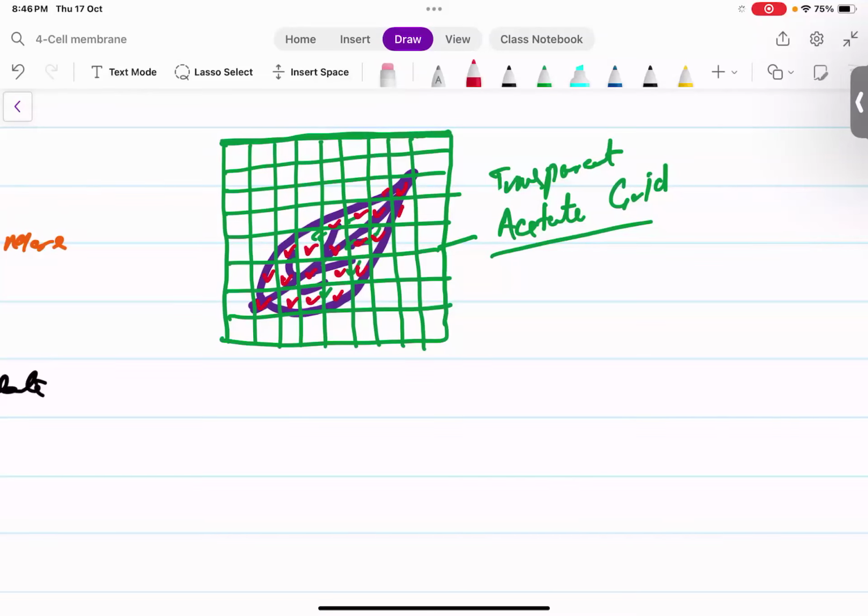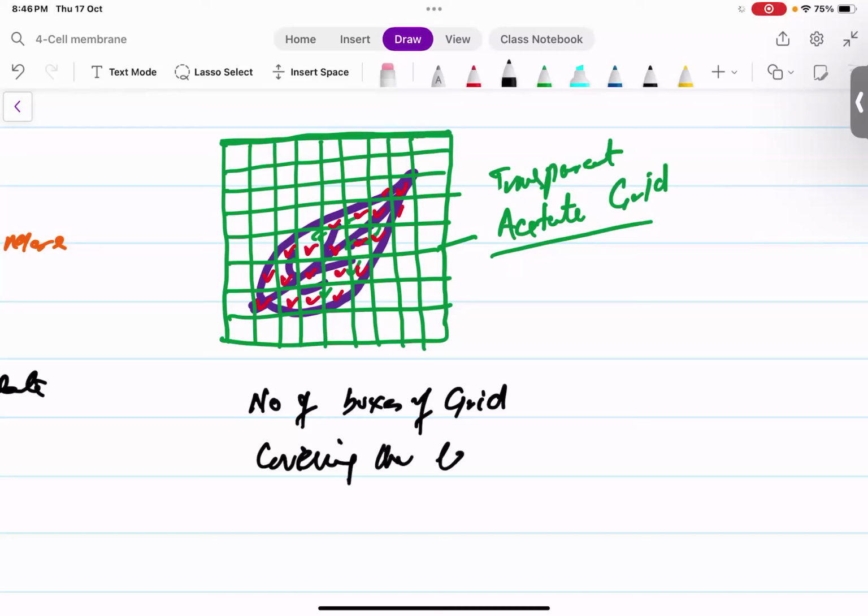So whatever the total number of boxes of grid covering the leaf, into the area of one grid, that would give us the total surface area of this one side of the leaf.